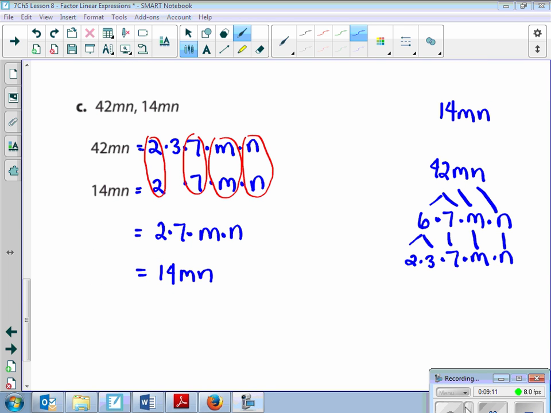All right. So here, I was able to do the 14mn without doing the factor tree. I used the factor tree to do 42mn to factor those out. For the 42mn, I ended up with 2 times 3 times 7 times m times n. And then for 14mn, I got 2 times 7 times m times n. And then I circled what they have in common. So we get 2 times 7 times m times n, which is 14mn.